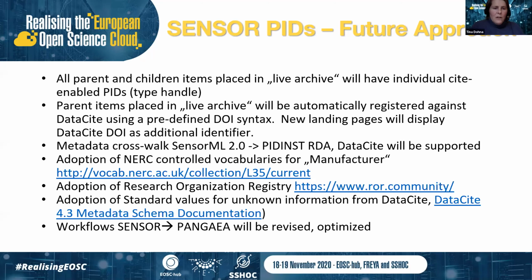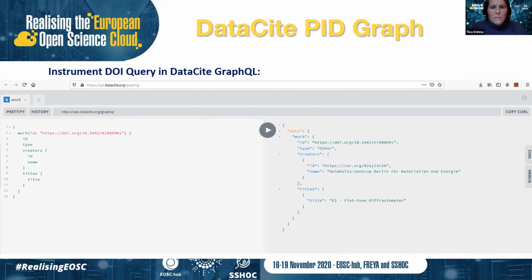So we're still working on optimizing the workflow from the Sensor AVI to PANGAEA. So that's also even more work. So let's say we query a DOI for an instrument, this is from HZG, I think, Lynn, an instrument that they've registered with DataCite, and we used our GraphQL from DataCite, then we get the ROR for the institute that houses this instrument, and also the link to the description of this instrument.